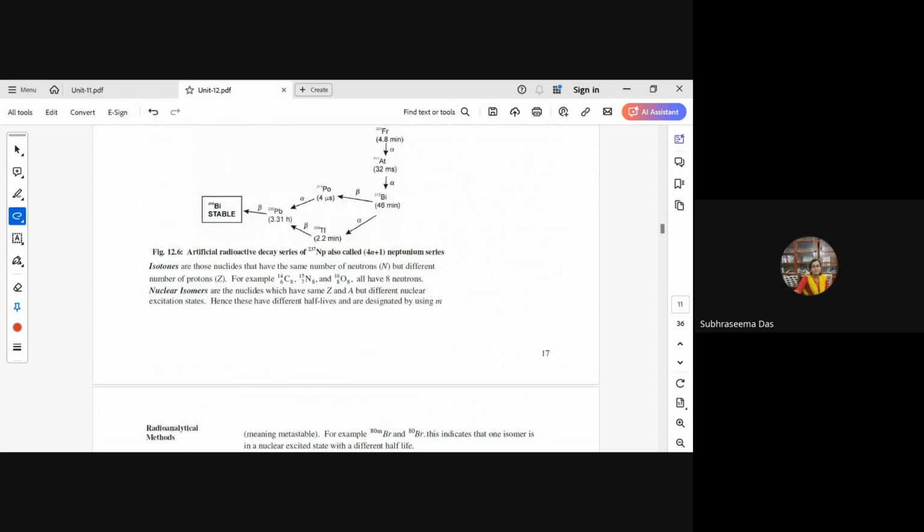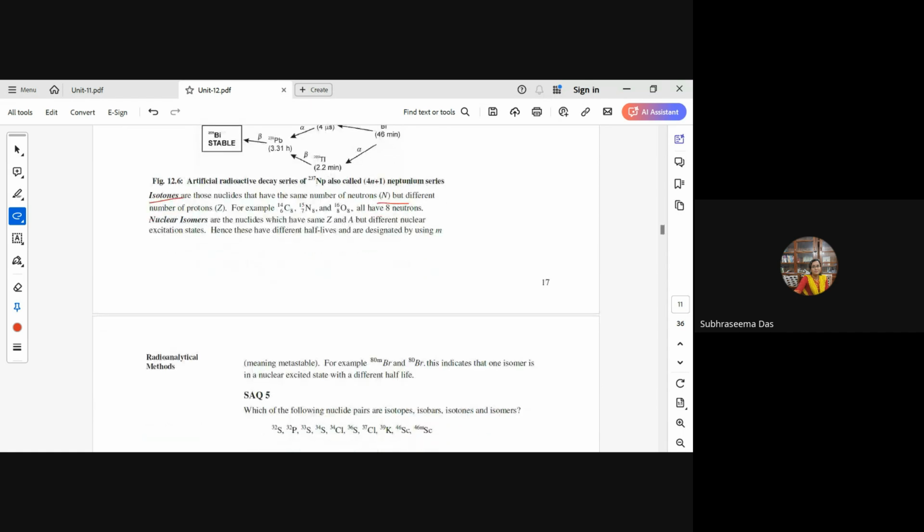Then comes the third category, called isotones. Isotones are nuclides that have the same number of neutrons, but their numbers of protons are different. For example, carbon 14, N15, and oxygen 16. They all have the same number of neutrons in them, but their Z is different. That is why these three are called isotones.